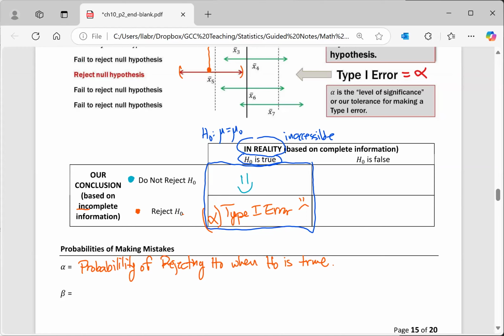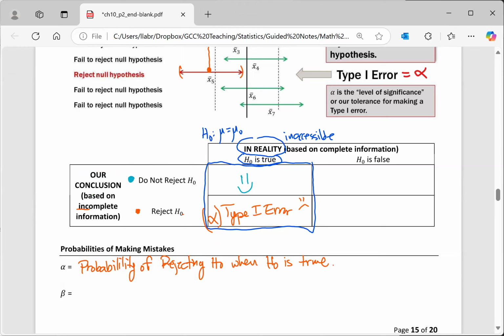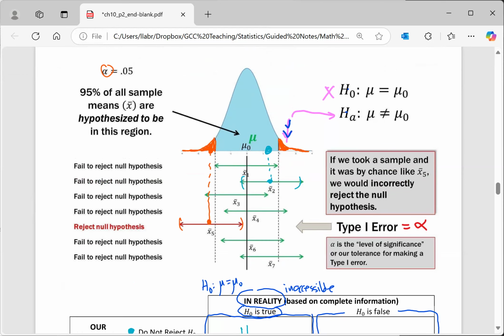Let's go ahead and move on into the second case. This one is a little bit different. Let's see if we can make sense of that. Let's say that in reality, the null hypothesis is false. So it's this case. The null hypothesis is false. You should not fail to reject. So you shouldn't really be landing somewhere here. You should be landing in the tails.